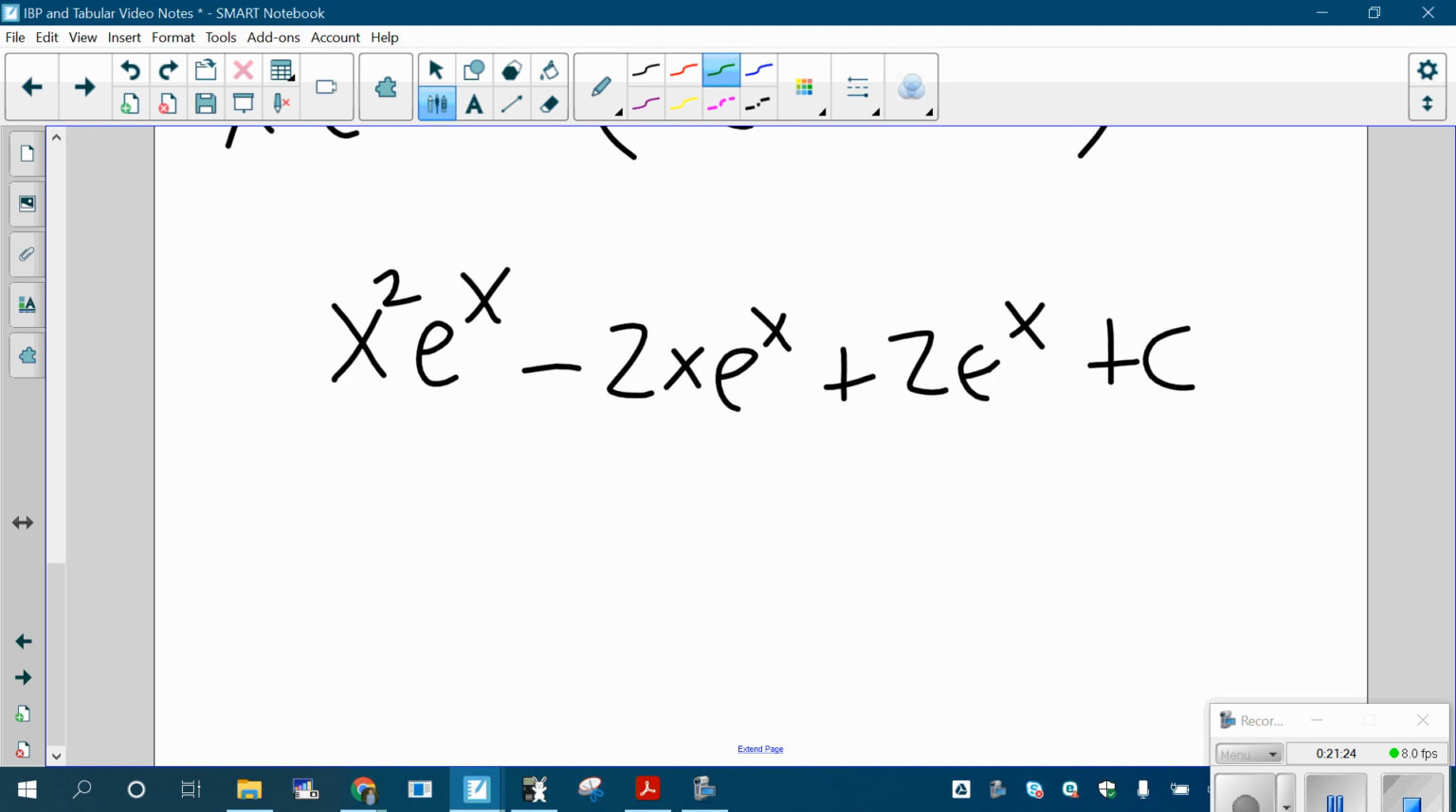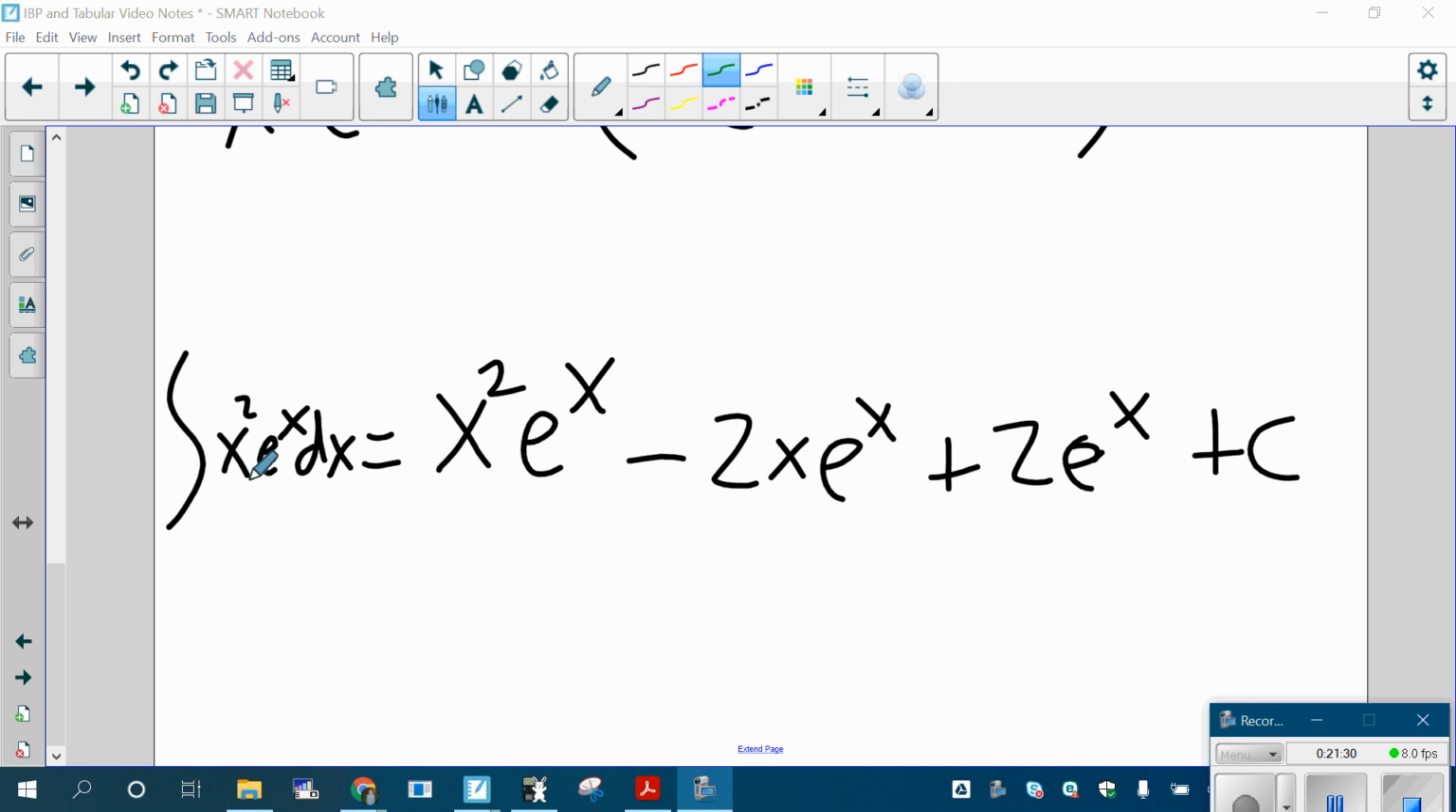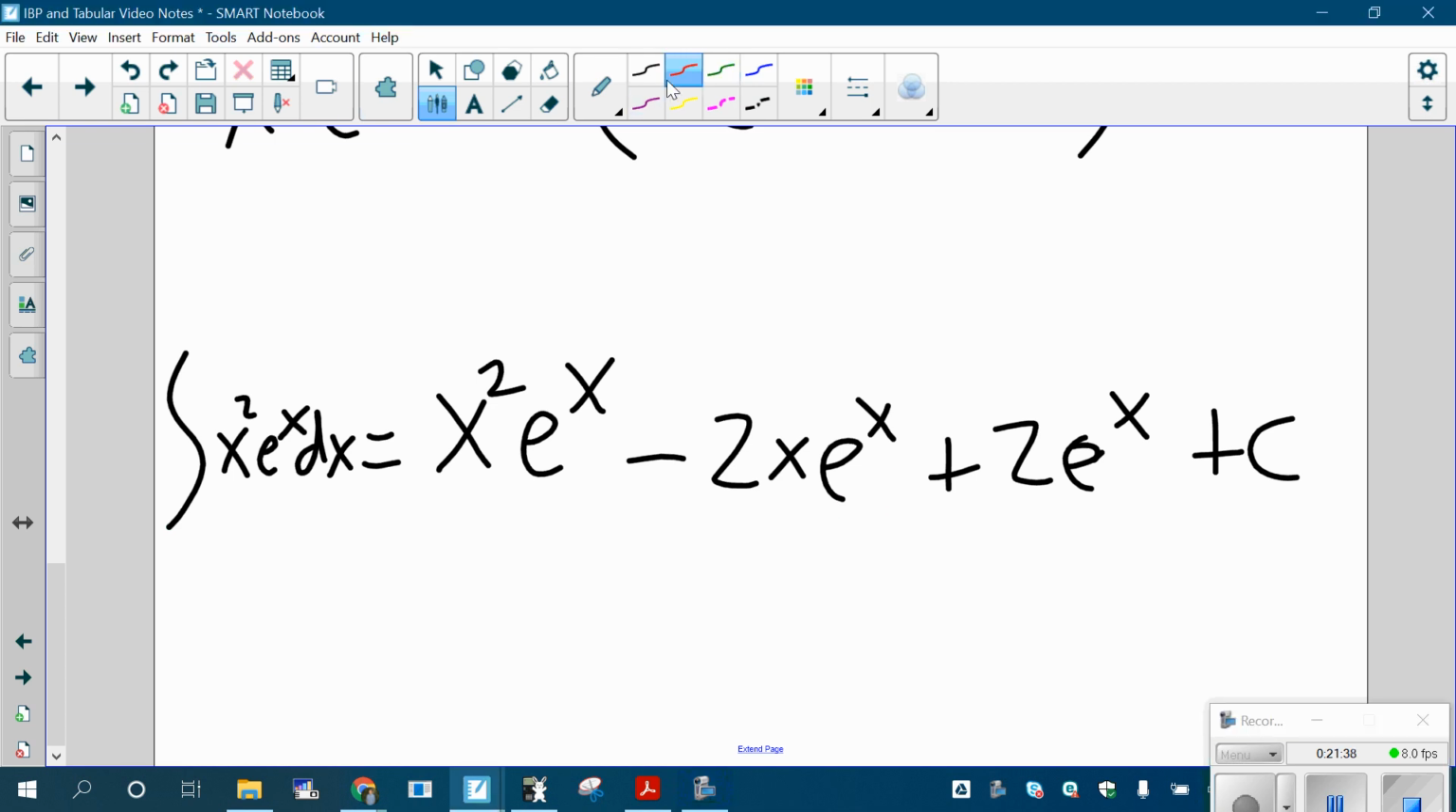And that's my answer. Okay, so I'll write it real quick. So the antiderivative of x squared e to the x is x squared e to the x minus 2x e to the x plus 2 e to the x plus c. This is what me and Mrs. Lemke have been saying when we say integration is messy. It's a lot messier than taking derivatives. Like, this is a crazy antiderivative, but this integration by parts technique gives us it.